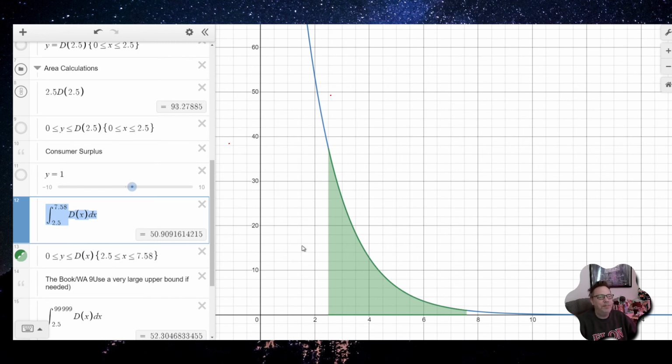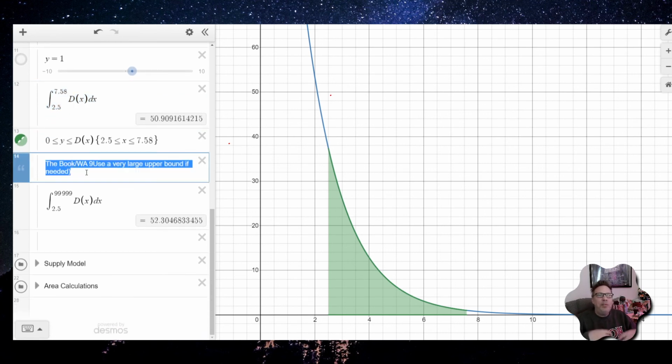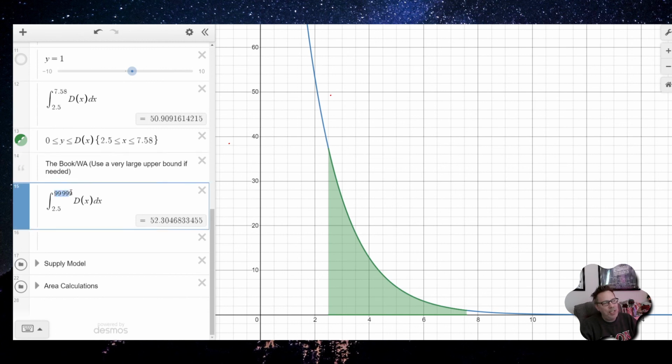Now I want to warn you, in the book, they normally don't calculate this value of X or the price. So when the unit falls or the demand falls below 1, they normally don't do that. Oh, I have a little mistake there. So instead of using the 7.58, what they do is they use a big number up here. And so instead of stopping right here, they actually include this little wedge right here.